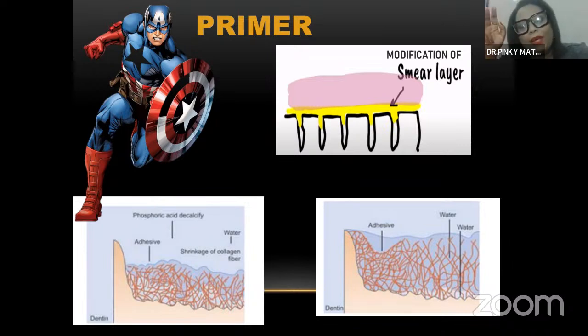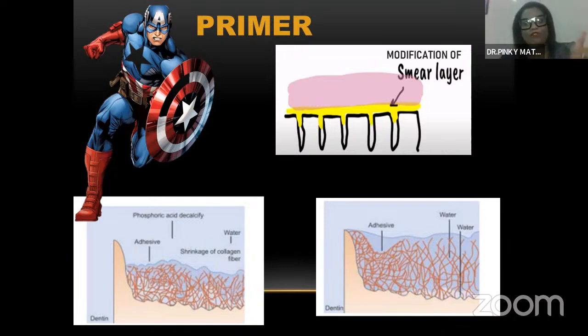And so basically a primer has two modes of action. It's hydrophilic and hydrophobic. It is hydrophilic for your collagen fibers and it is hydrophobic for your resin cement or composite cement, which is going to come in and help the bonding of your restoration to the tooth. I hope this is crystal clear. You can ask me any doubt. So basically, you know why we have primers.